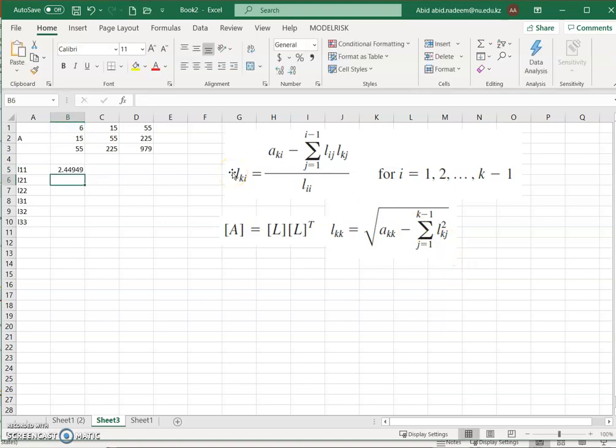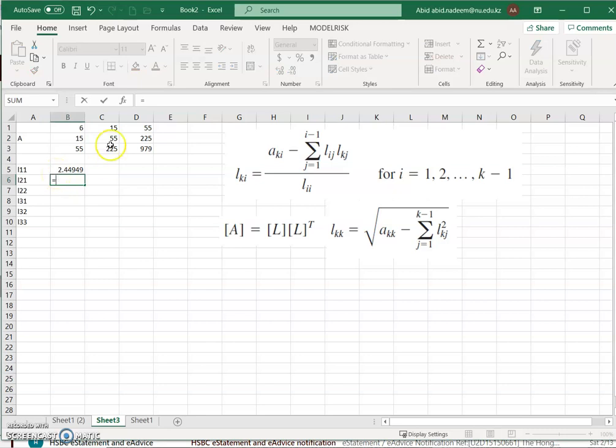So there is only this term. This is 2.4495, which is calculated as 2.4495.